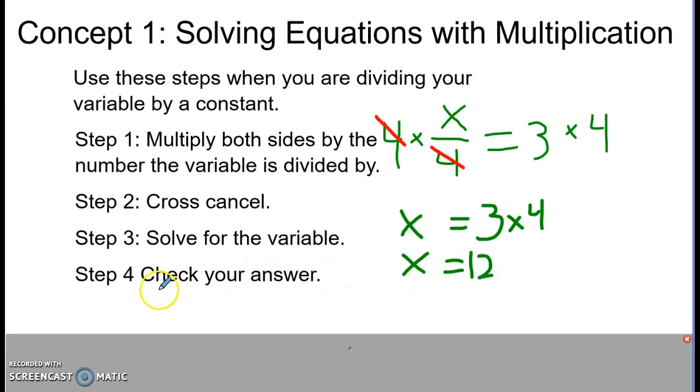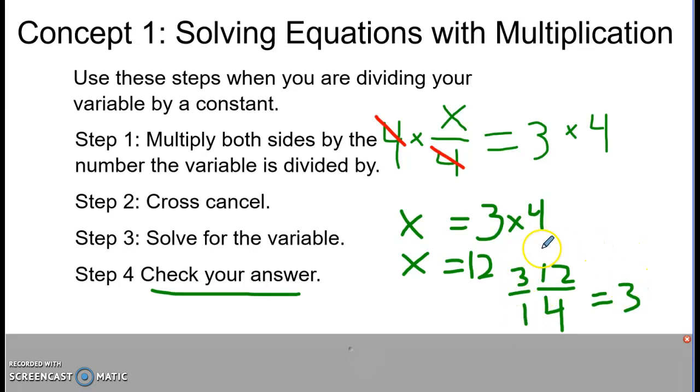And then we can go back and we can check our answer. All right. The way we do this is just to go back to our original problem and input our value. So we have 12 over 4 equals 3. And if we simplify this, divide both by 4, we end up with 3 over 1, and 3 over 1 is equal to 3, so we know we have the correct answer.